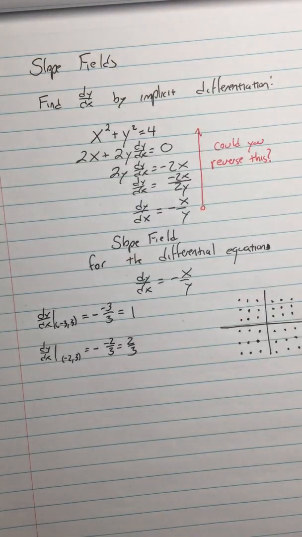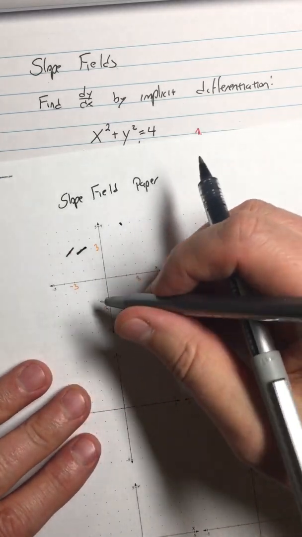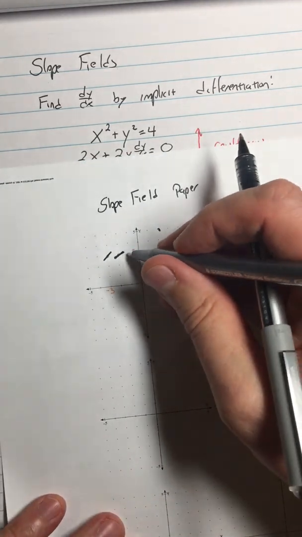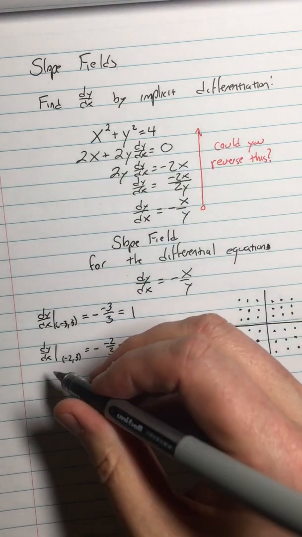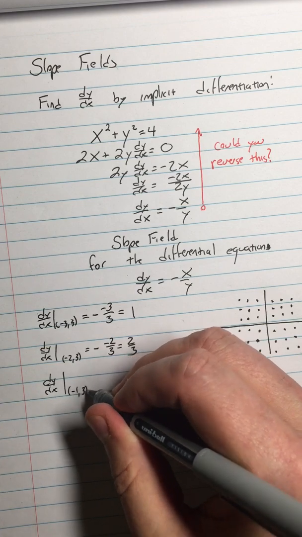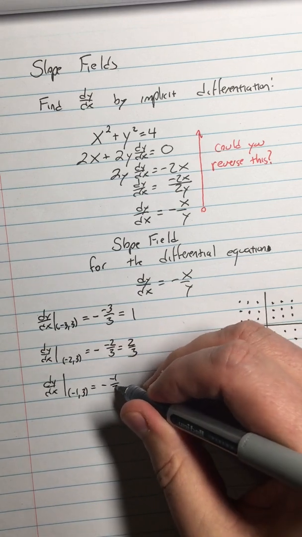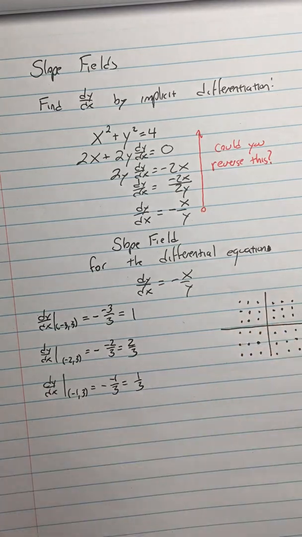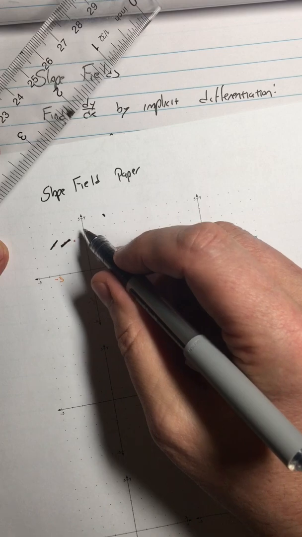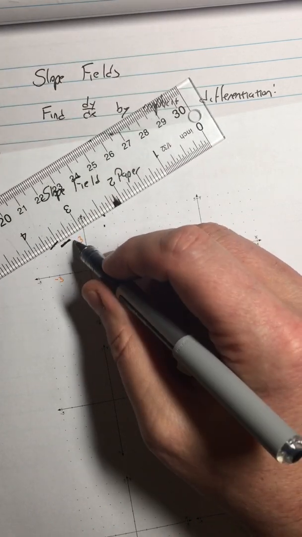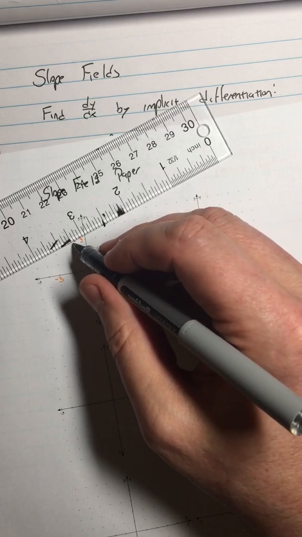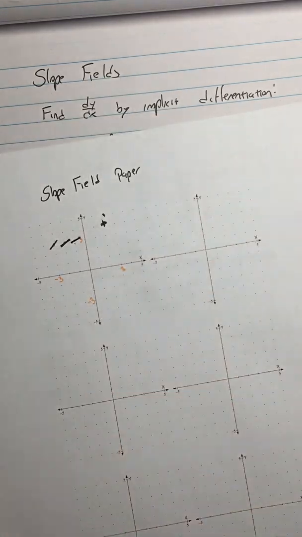Next point is going to be negative 1, 3. So a little point there. Remind myself of where I'm at. Now I'm going to do dy/dx at negative 1, 3. That's going to be negative x, negative 1, over 3, equals 1/3. So that slope is going to be 1/3. So when I'm here, I'm going to go up 1 and over 1, 2, 3. From this point, I went up 1 and over 3, and I got there. Try not to make a big mess. And there's my slope like that.